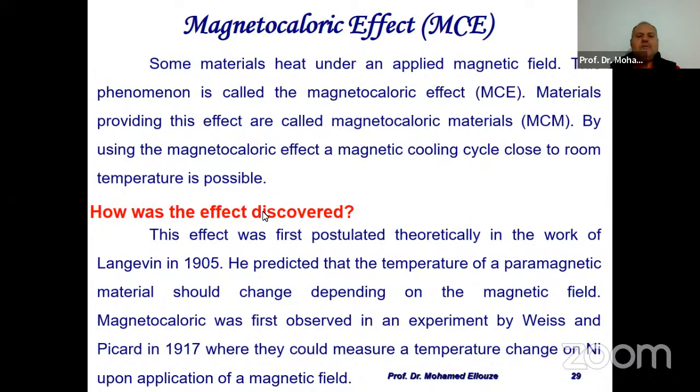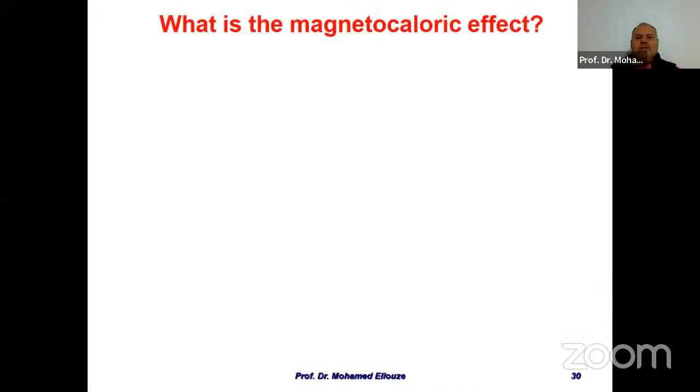Now, how was the effect discovered? This effect was first postulated theoretically in the work of Langevin in 1905. He predicted that the temperature of paramagnetic materials should change depending on the magnetic field. The magnetocaloric effect was first observed experimentally by Weiss and Picard in 1917, where they could measure a temperature change of nickel upon application of a magnetic field.